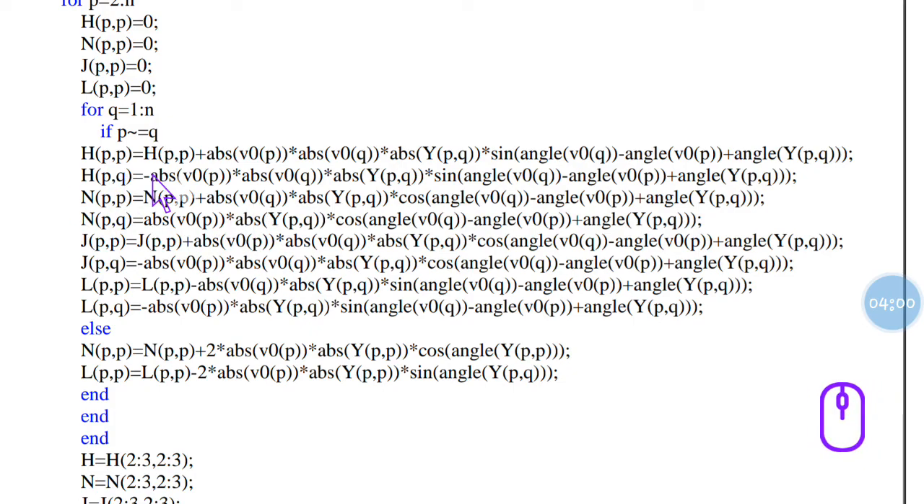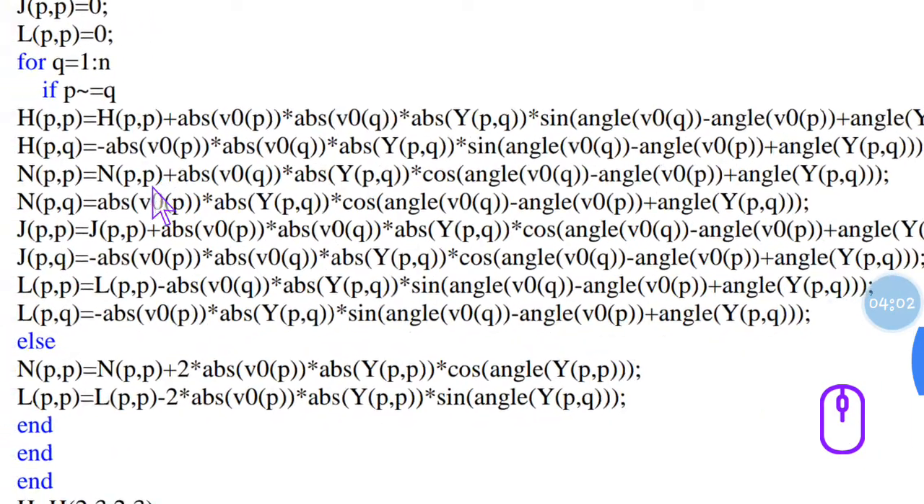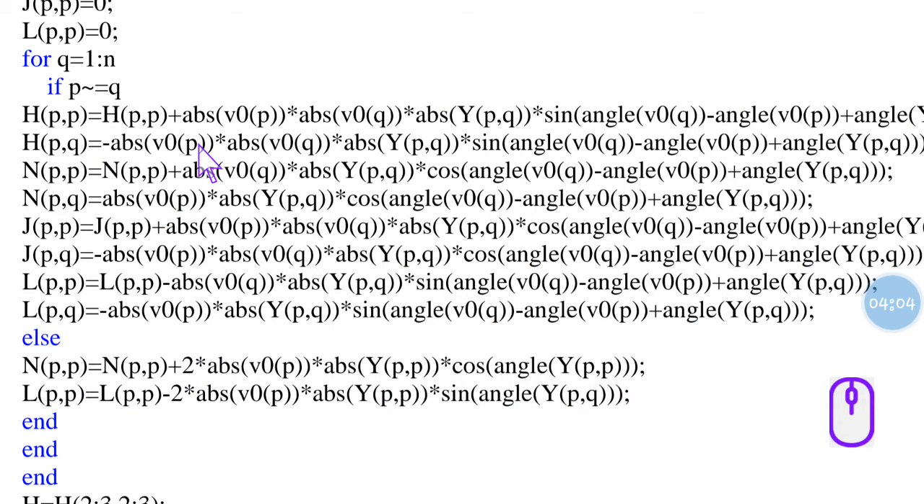Now H of PQ you take, because of the off-diagonal, minus of that you will get. That's why minus absolute V naught P. Remove this H of PP, only the minus you have to write, the remaining is the same. V naught P, V naught Q, and out of this HNML, some equations have positive and negative values. So H of PQ will be minus because of the diagonal value. H of PP is not there. Remaining everything is there. Only this you have to delete in the second one.